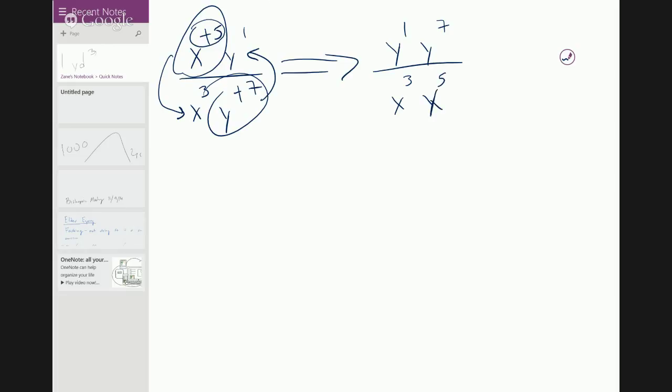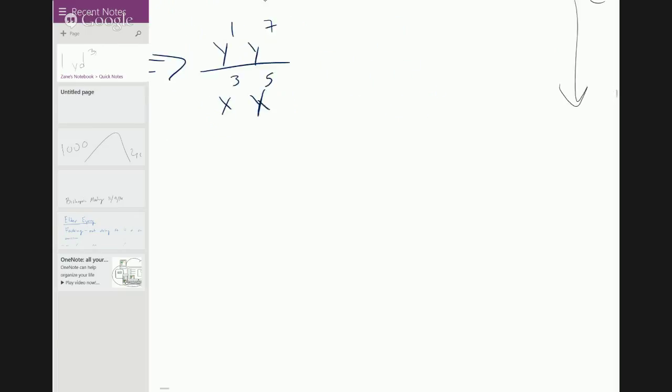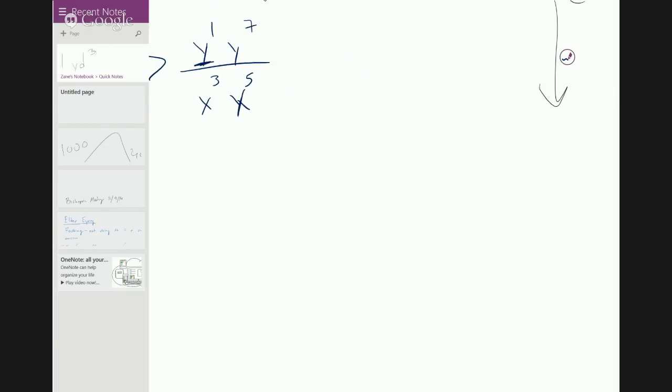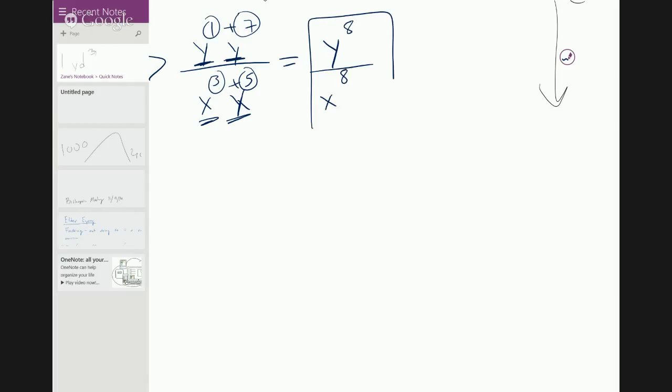Now we can see how these things will simplify. Once again, the rule we're going to use, because we have the same base right here, is that when we're simplifying, we can add the exponents up. So we're going to have our common base, and the exponent is just going to be 1 plus 7, so y to the 8th. Down below, we're going to have x to the 3rd times x to the 5th, same base, so we can just add those up: x to the 8th. There is our problem simplified as completely as it can be.